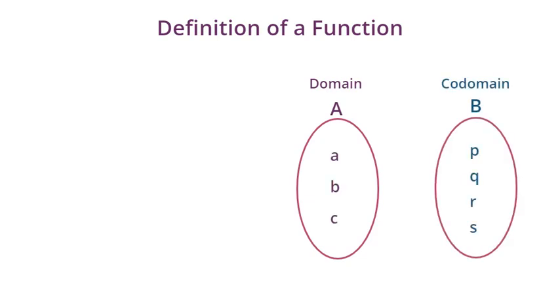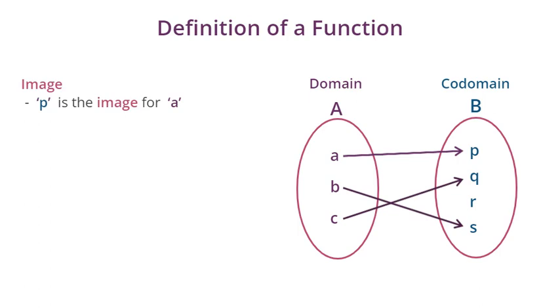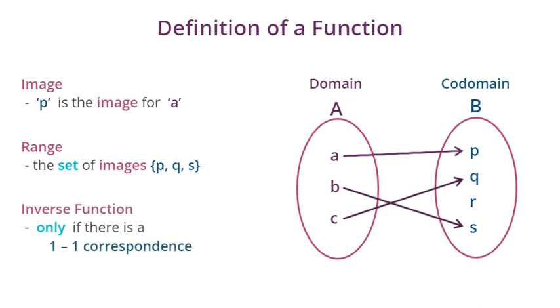A function is defined by every element in the domain having one, and only one, image in the codomain. The set of images is called the range. The inverse function can only exist if there is a one-to-one correspondence between the two sets.